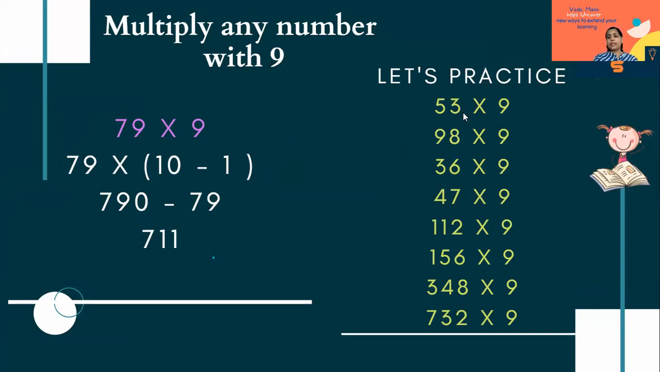Very easy. This is 53 multiplied by 9. What we'll be doing? 53 multiplied by 10 minus 1. So 53 multiplied by 10 will be 530, minus 53 ones are 53. So from 530, you will be subtracting 53. So what is your answer going to be? Very, very easy. 530 minus 53 will give you 477, isn't it? That's how we are going to practice.